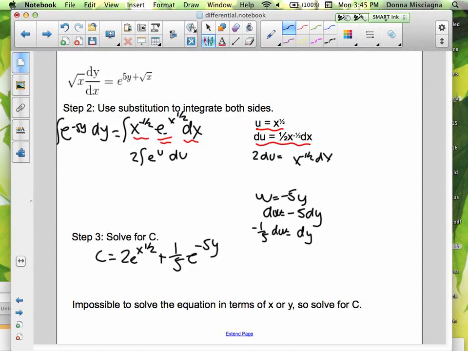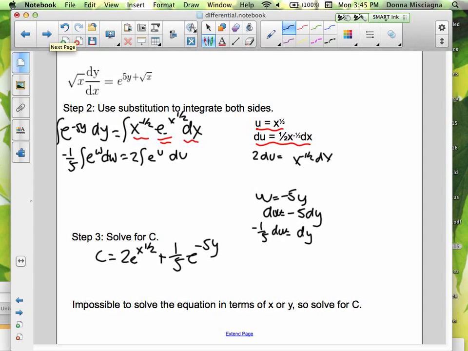And I don't have a negative 5 over here, so we'll divide both sides by negative 5. So negative 1/5 dw is dy. All right, so now we'll have a negative 1/5 and we'll have e to the w dw equals. So we've just done two different substitutions. I use two different letters, usually u, and I use w as my second one if I need to substitute again.